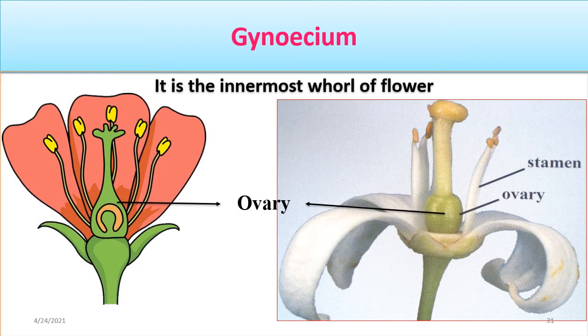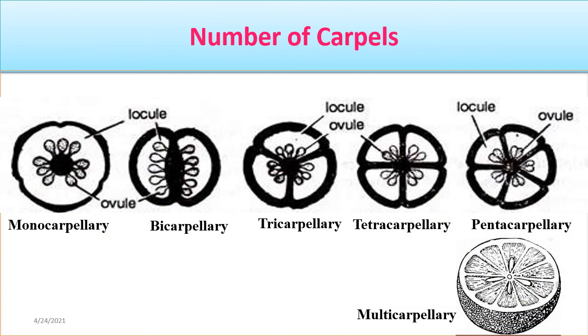The last whorl of the flower, that is gynoecium, is seen in this slide. This whorl of the flower is gynoecium, and its member is ovary or carpel. Here you can see the same, and we will be focusing on this part of the flower now. The very first characteristic studied under the ovary is the number of carpels. So here you can see this is monocarpellary because one bunch of carpels is there.